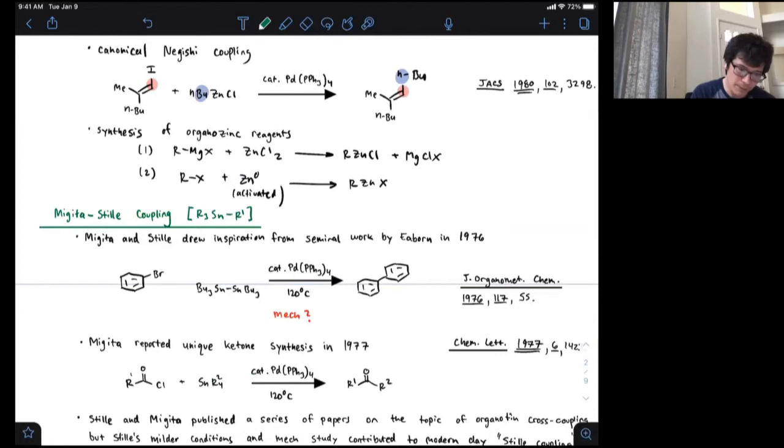So now moving forward, let's talk about organotin reagents. Again, step by step, getting better and better functional group tolerance, but now working with reagents that are increasingly difficult to transmetallate because you don't have the deck stacked in terms of electronegativity. So here's an early example from Eaborn that really set the stage for subsequent developments by Migita and Stille. So what's happening in this process?